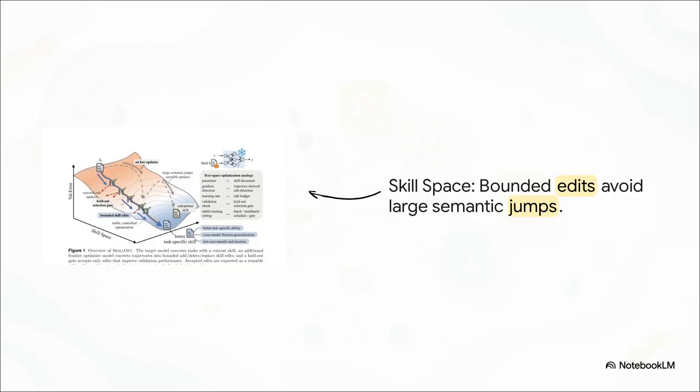Notice those ad hoc updates? Those are large, unstable semantic jumps that completely ruin previously working instructions. Contrast that with bounded edits. By limiting the edit budget, the system avoids those chaotic updates entirely. It allows the skill document to smoothly descend toward optimal performance without catastrophic forgetting. It's a real game changer.